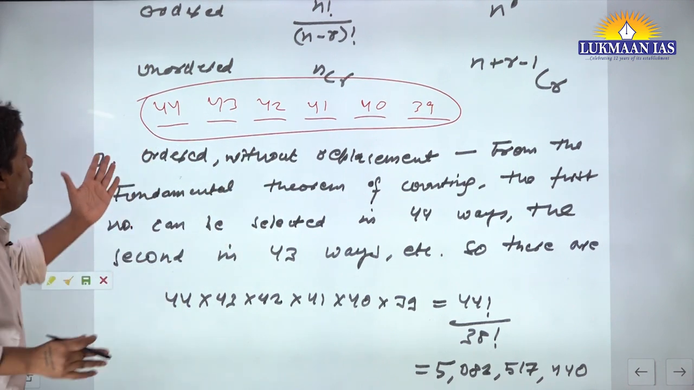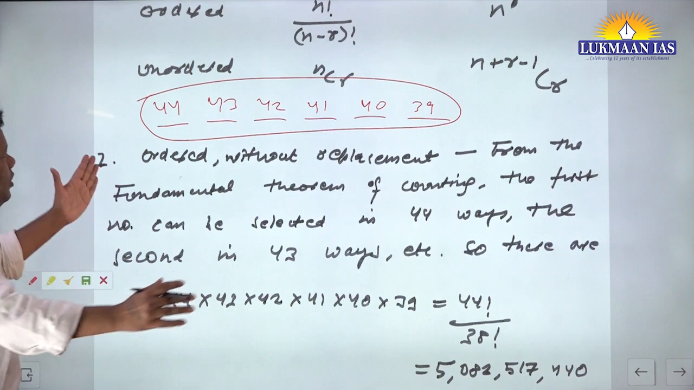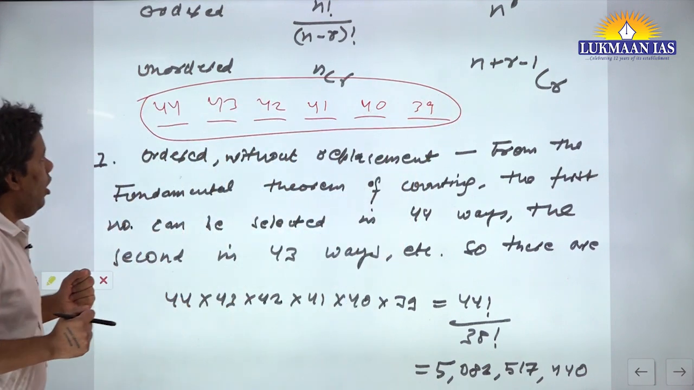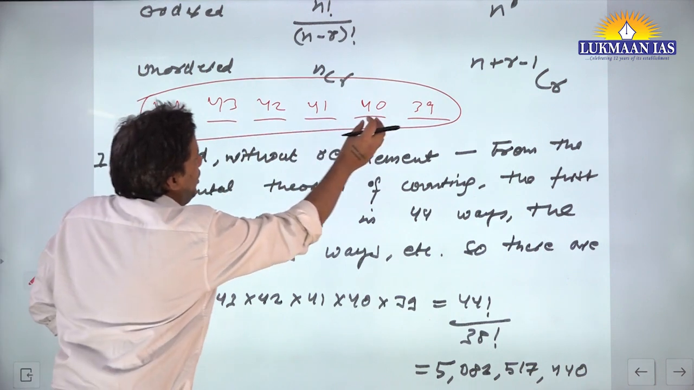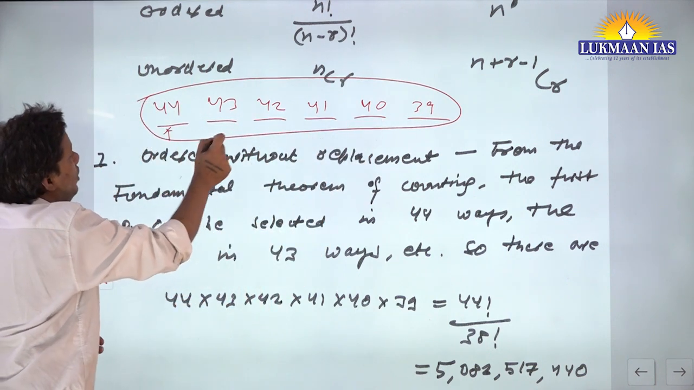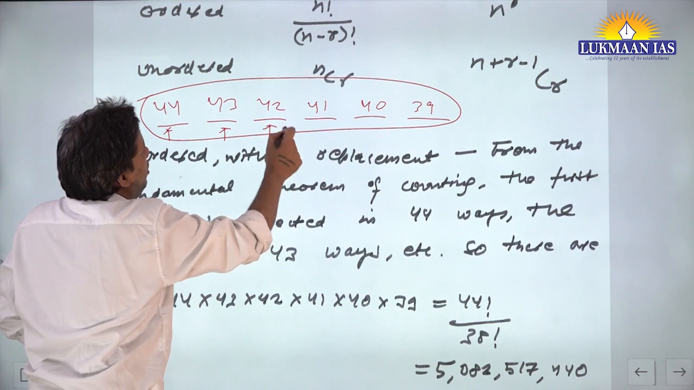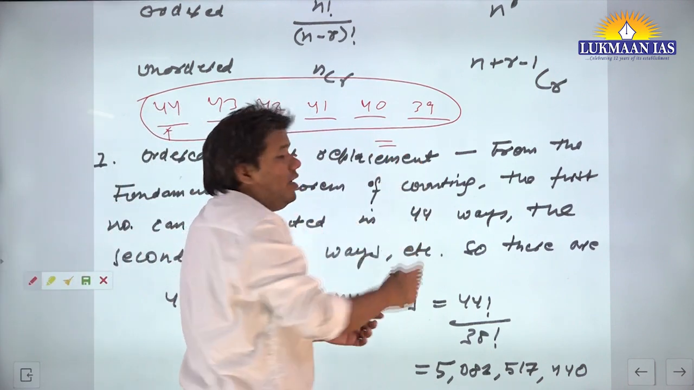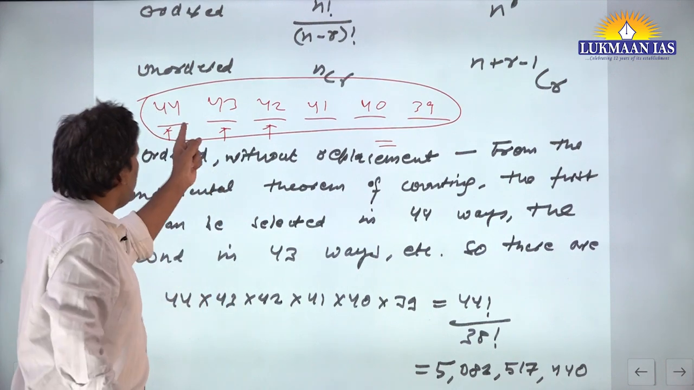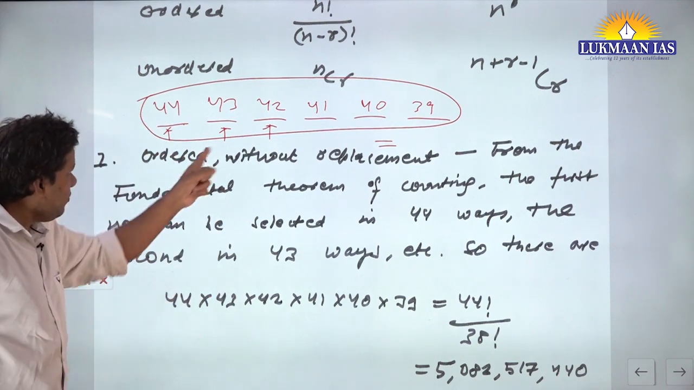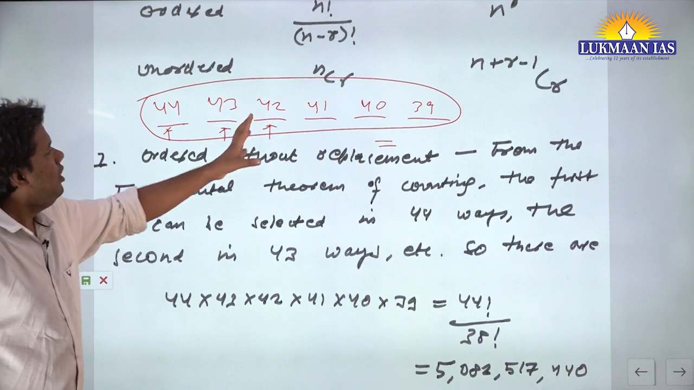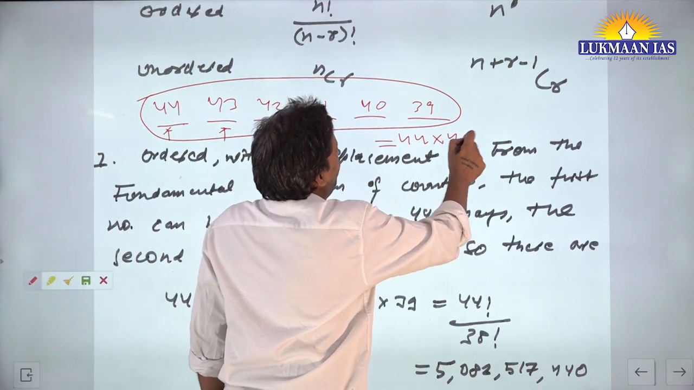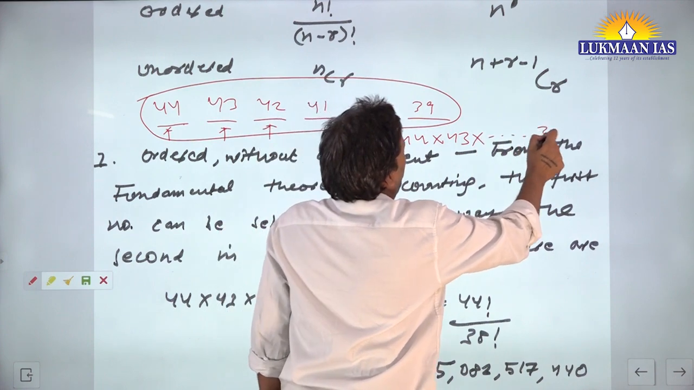And now why will you apply the fundamental theorem of counting? See, what was your job? Your job was to select 6 numbers. And these are the tasks. These are the 6 different tasks. The first task can be done in 44 ways, second in 43, third in 42, and the last one in 39. So the total job can be done in, again, the fundamental theorem of counting: the number of ways of the first task multiplied by the number of ways of the second task, and like that, so you will multiply 44 into 43 down to 39.